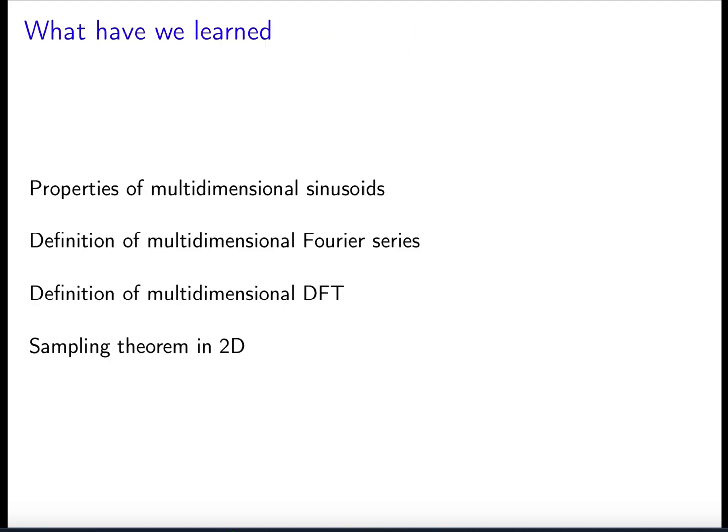Okay, so what have we learned? We have learned the properties of multidimensional sinusoids, which are these planar waves that have a vector valued frequency. We have defined the multidimensional Fourier series. We have defined the multidimensional discrete Fourier transform, and we have established the sampling theorem in 2D, which follows essentially the same ideas as in one dimension.